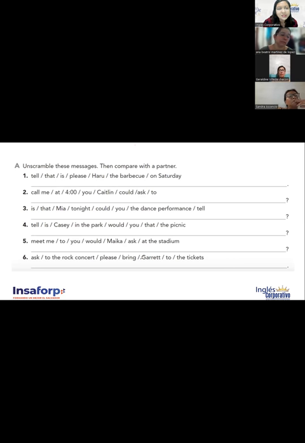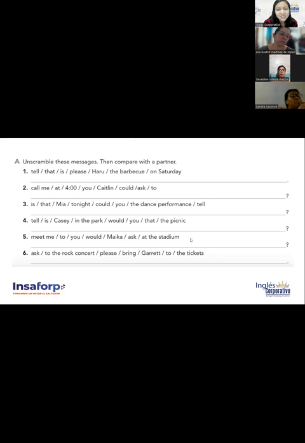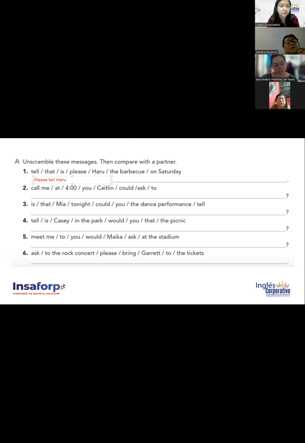Well, let's do these ones. It says unscramble the messages. The messages are here. The only thing we have to do is to order the words. We start with please. Please. What is next? Tell. Please tell Aru. That. Please tell Aru that. And what is the message for this statement? The barbecue is on Saturday. Very nice. Please tell Aru that the barbecue is on Saturday.